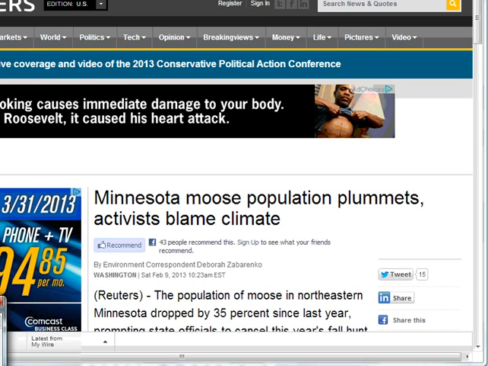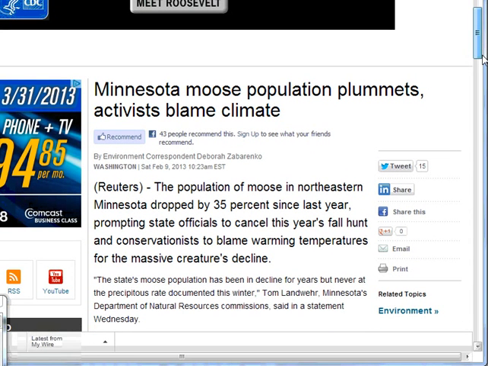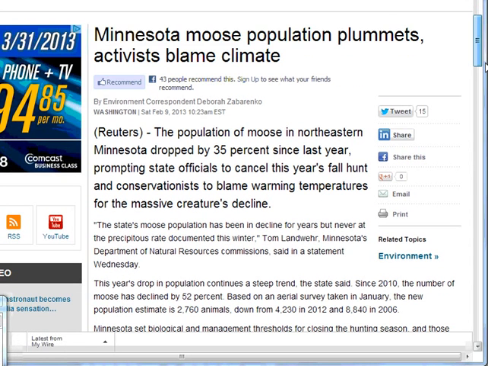Okay, so here we are. We found a spot on Reuters where it says Minnesota moose population plummets. Activists blame climate. Well, at least they weren't. At first, they were blaming the hunters, and then they realized, oh, I guess the hunters only took like 3% of the population, and so down 35% can't be the hunters. It must be something else. So apparently, they're blaming the climate. Well, I guess I don't want to make judgments about whether it's the climate or not. All I know for sure is that the moose population has gone down. In fact, if you compare to 2010, like over a couple of years ago, the moose population has declined by 52%. That's a lot.